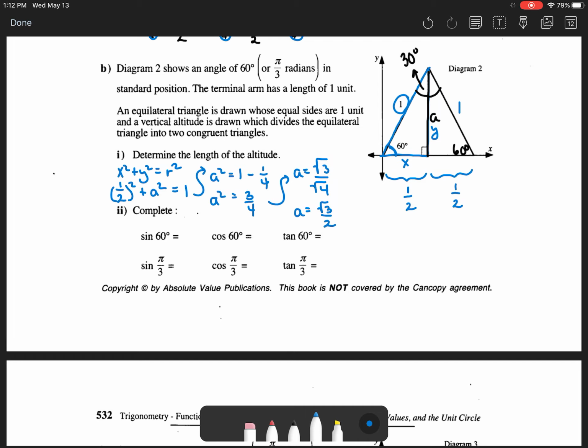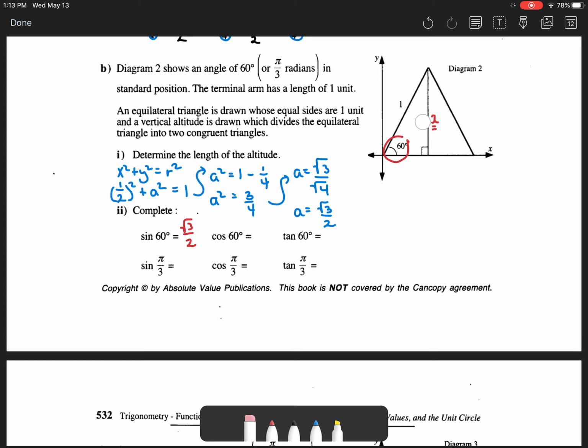So now, when I want to calculate the sine of 60 degrees, here's what's going to happen. Again, I'm focused on that 60-degree angle, which is this angle right here. And again, sine is what? Sine is always the opposite side, which is this, over the hypotenuse. Well, that opposite side, which was the altitude, was root 3 over 2. So root 3 over 2 divided by 1 is root 3 over 2.